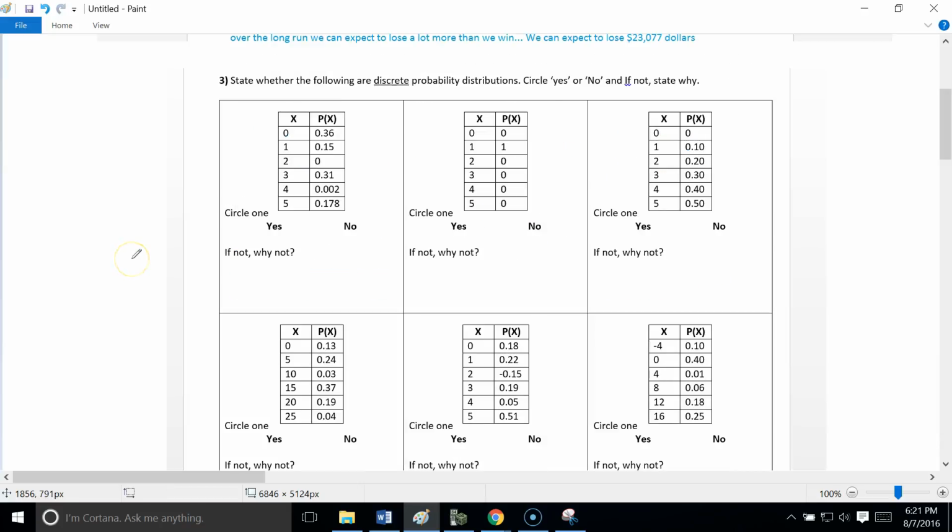Question 3 now. State whether the following are discrete probability distributions. Circle yes or no, and if not, state why.